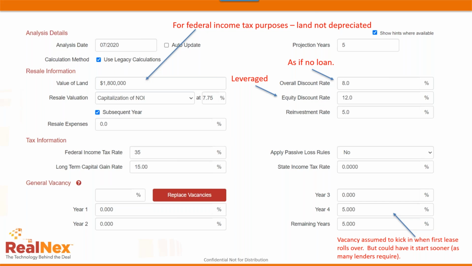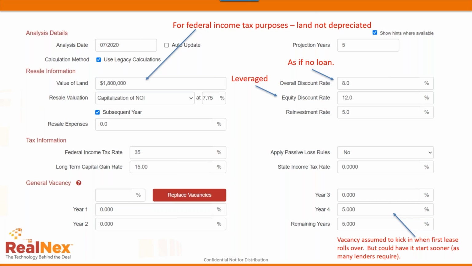Reinvestment rate, I already talked about. If you want to have that modified rate of return in your analysis, you'd put in the reinvestment rate. The passive loss rules have to do with whether you can offset any losses against other income. So you can have yes or no there as to whether you're going to allow for that. State income tax, and then being able to project out your vacancy going forward.